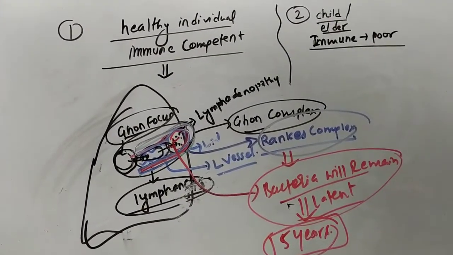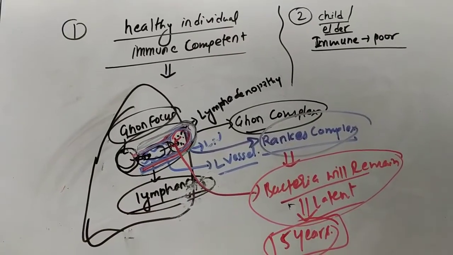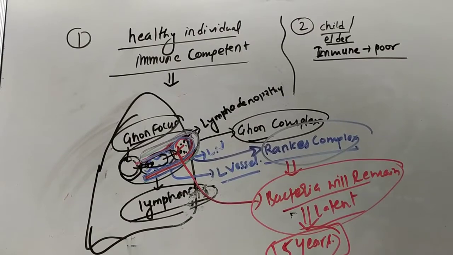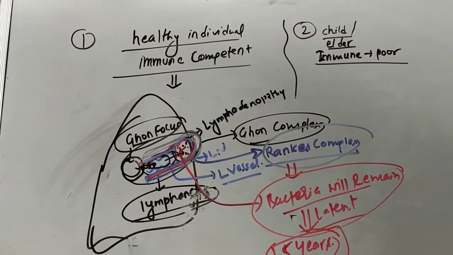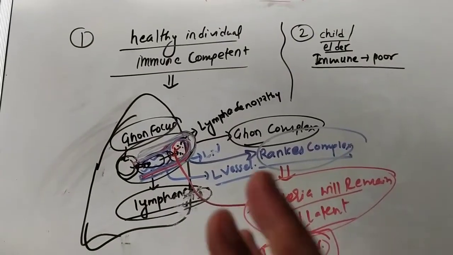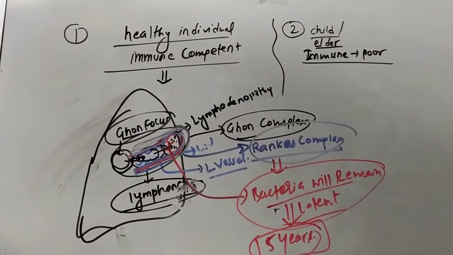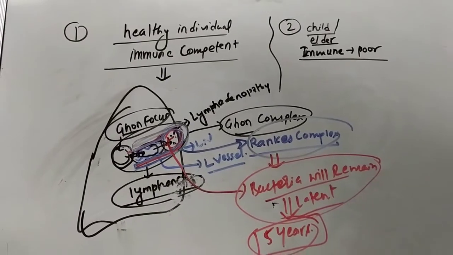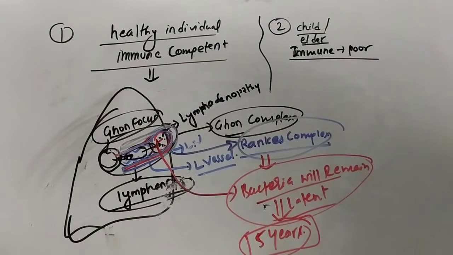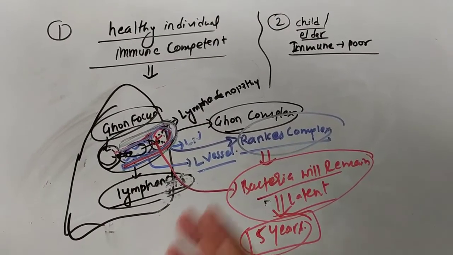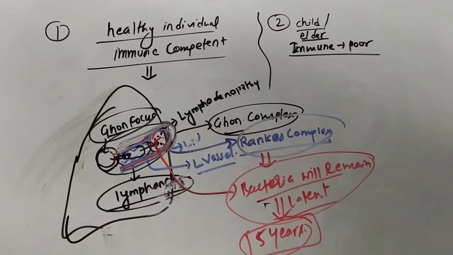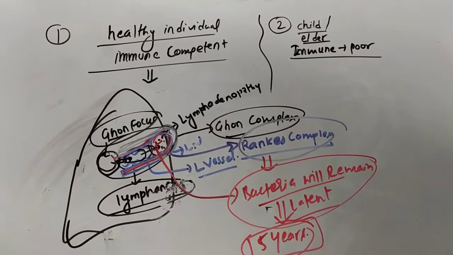And after the 5 years, the bacteria will die from this Ranke's complex, and the person will not have any kind of symptom. He will be totally fine, and there will be no problem. So in this way, we can see that in the normal healthy individual, when the TB bacteria comes, they will not develop any kind of tuberculosis, because they will form the Ranke's complex, and the bacteria will remain latent, and they will not develop any kind of disease or symptom.